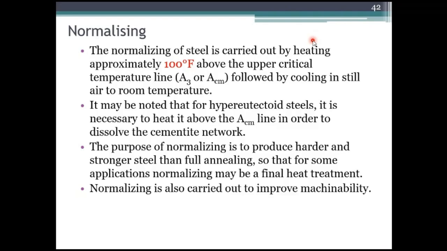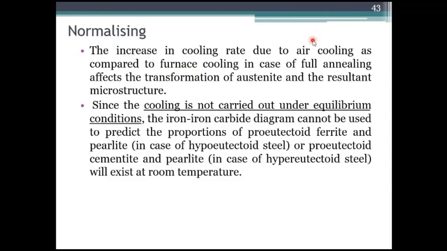Normalizing can be carried out to improve machinability. The cooling rate increases due to air cooling compared to furnace cooling, and this has some effect on the microstructure or the transformation to austenite. Since the cooling is not carried out under equilibrium conditions, the iron carbide diagram cannot be used to predict the properties of this kind of steel, since it is done at room temperature.